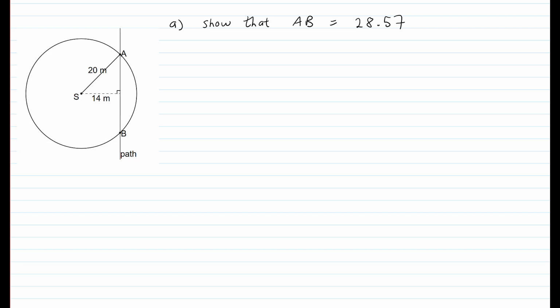For this question here, the setup is we've got a rotating sprinkler fixed at point S, and it waters all points inside and on a circle of radius 20 meters. Point S is 14 meters from the edge of a path, which runs in the north-south direction. And the edge of the path intersects the circle at points A and B, and we've got that information shown in the diagram here.